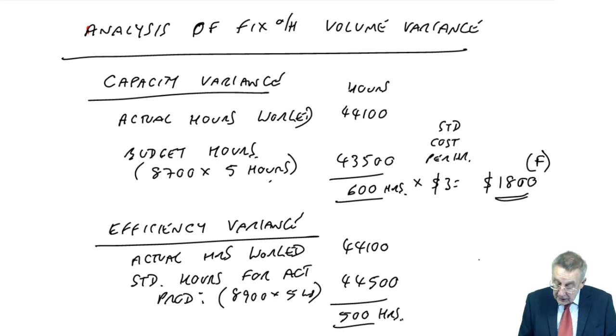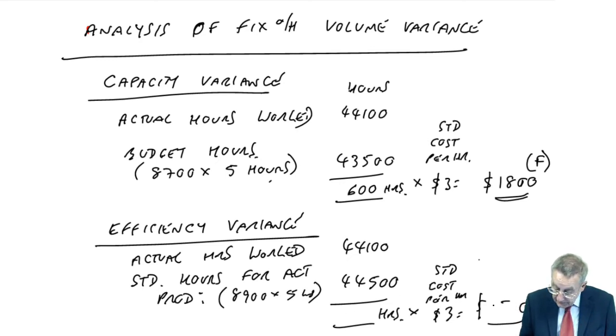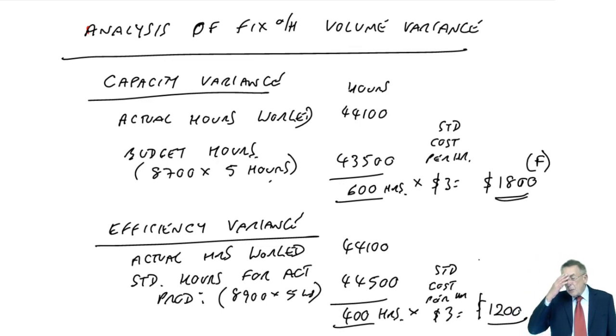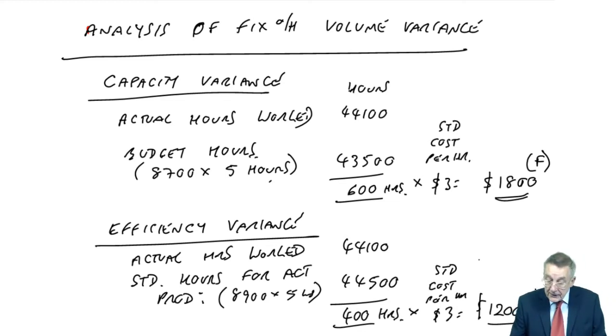Again, because it's fixed overhead we're looking at, we cost it out at the standard fixed overhead cost per hour, which is $3. Total $1,500. And I can't do my arithmetic. I'm a disaster here. 5 minus 1, it's 400 hours faster. It comes to 1,200. And again, favourable or adverse is perhaps more obvious anyway. Here, they're working faster than we expected. Therefore, it's favourable.